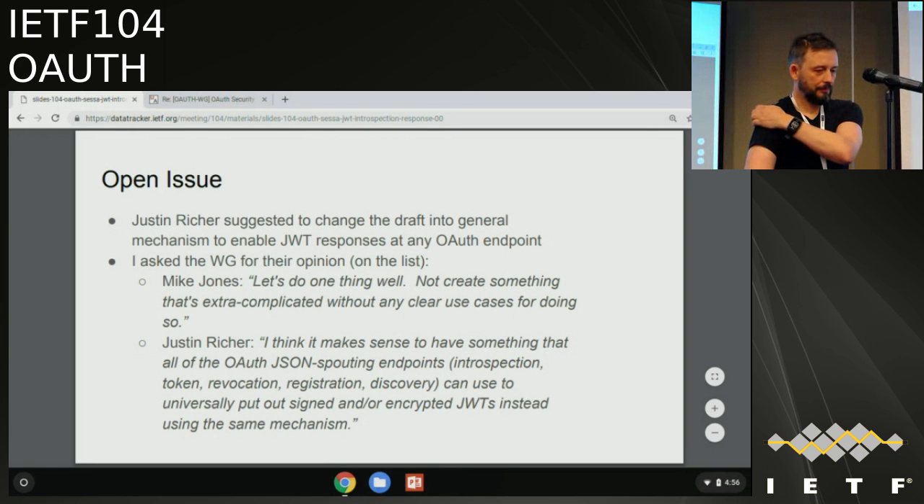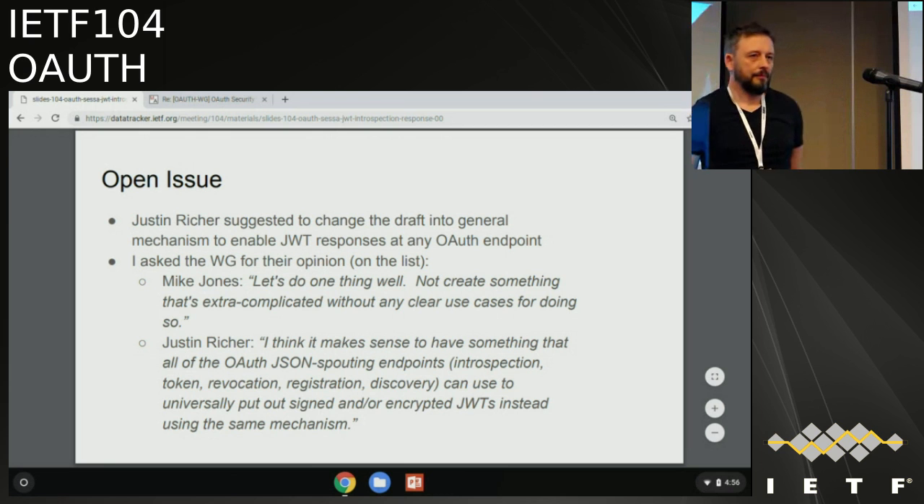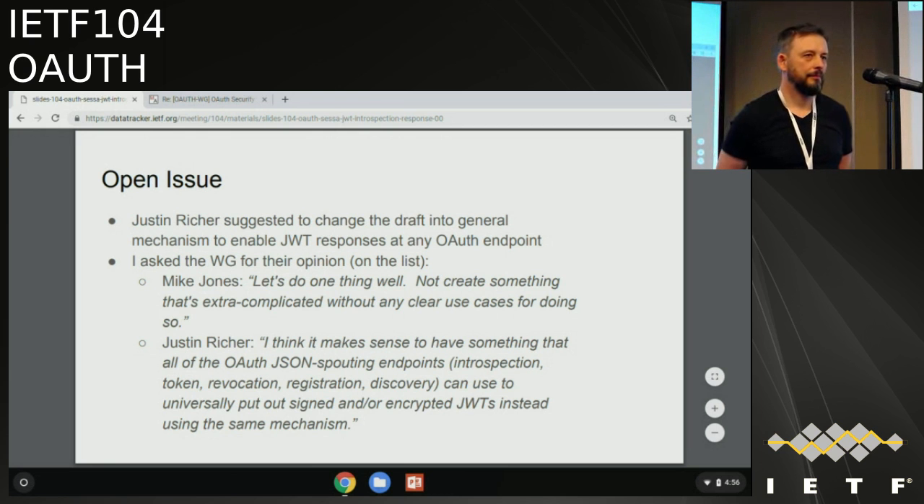Mike Jones, Microsoft. I just want to reiterate, I think unless there's clear use cases for more, less is more.